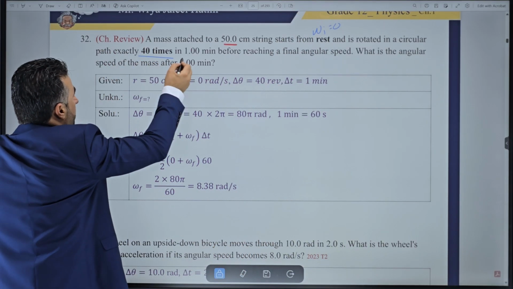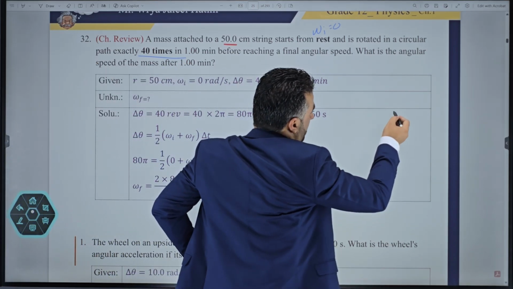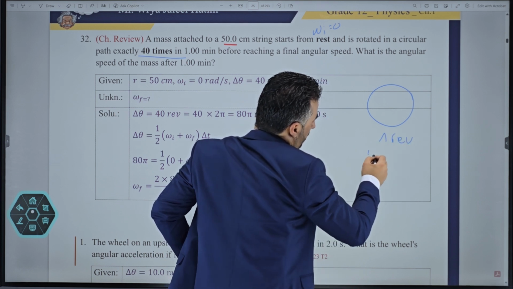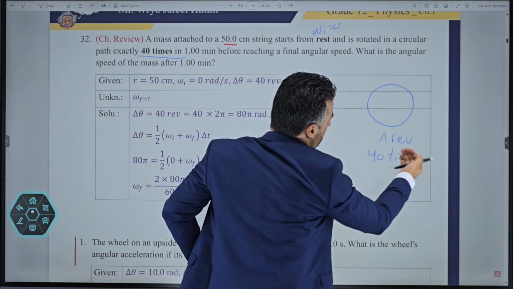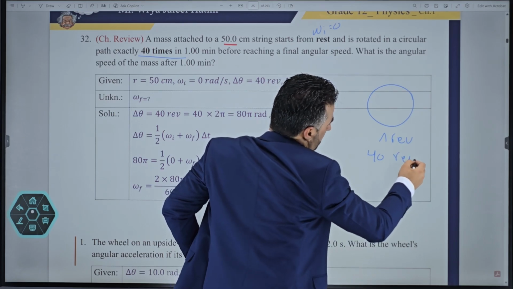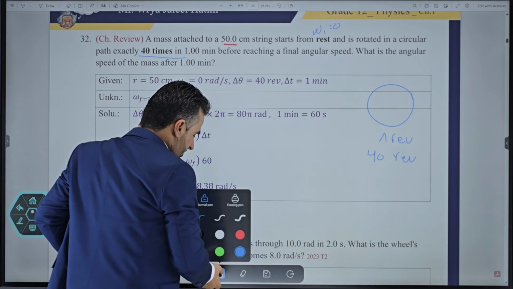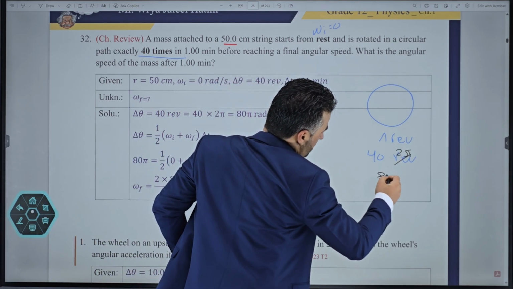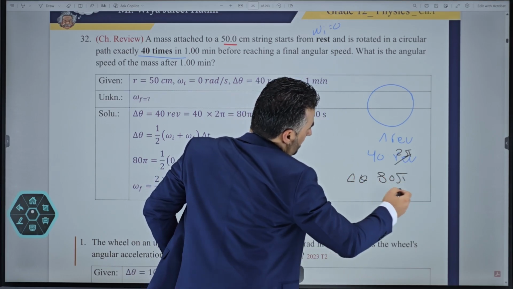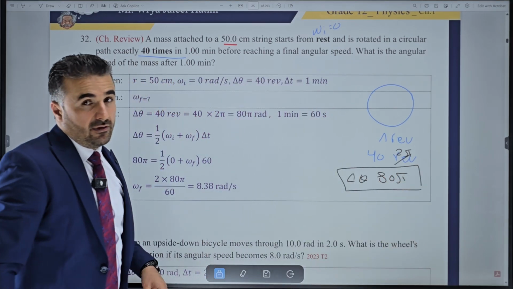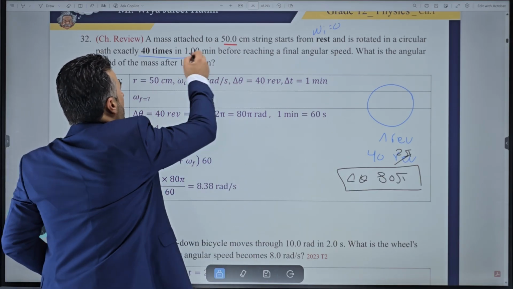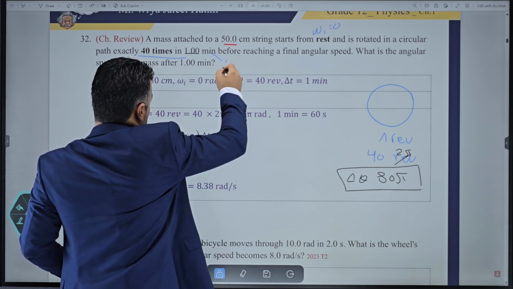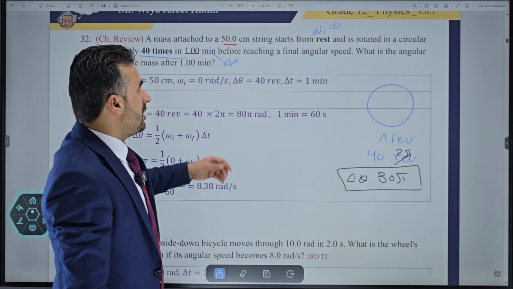It says exactly 40 times. We've mentioned earlier that every time an object is moving in a circle, isn't that 1 rev? So if it is going to rotate 40 times, that means the object is going to rotate 40 revs. But we know that every rev is equal to 2 pi. So 40 times 2 pi, that is a total of 80 pi. And this is the angular displacement covered by the object. It says in 1 minute. Clearly you have to convert the minute by multiplying by 60 seconds before reaching a final angular speed.